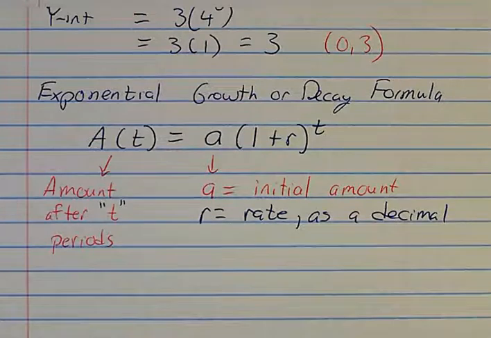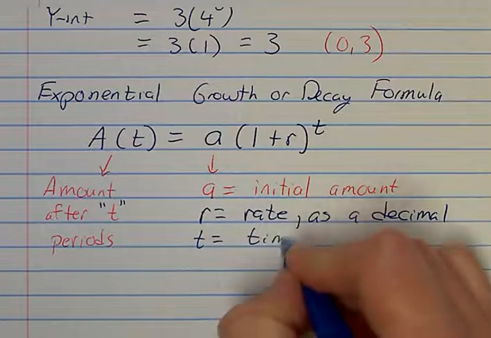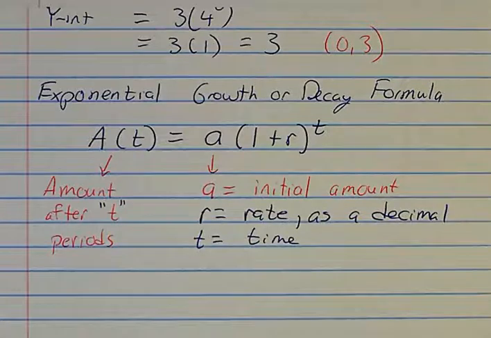Okay, the R is your rate as a decimal, so if it's 5%, you have to change that to a decimal, make it 0.05. And then T, that's just your time, whether that's years, days, weeks, months, whatever, that's just how long we're going to do this.